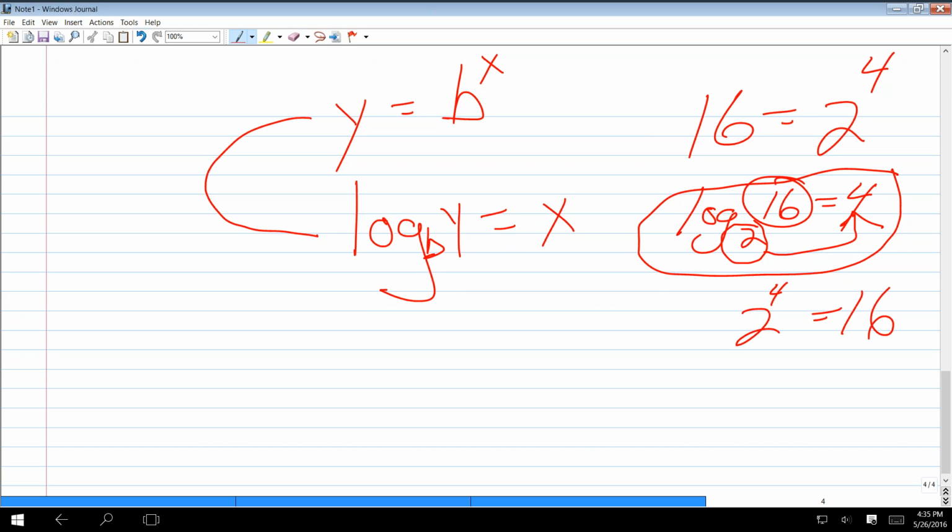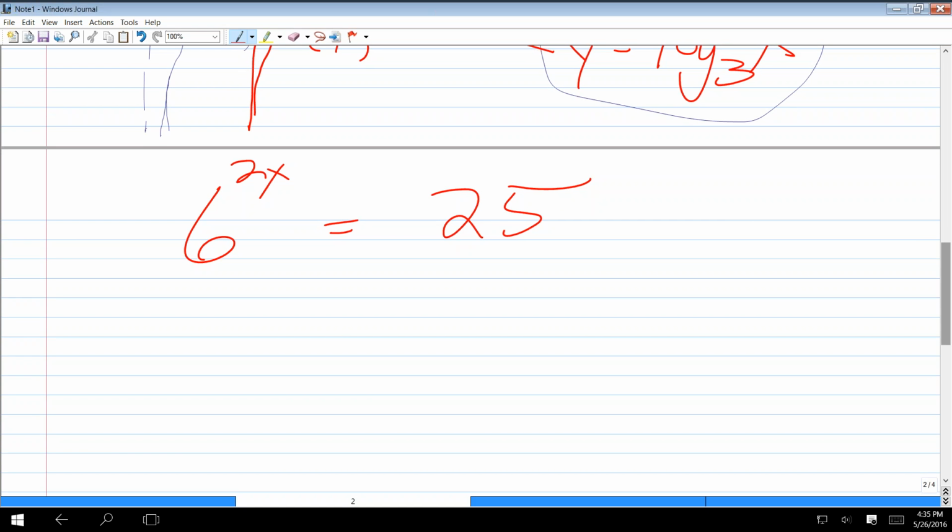And you can just switch those out whenever you want? Well, you have to be able to go back and forth. In other words, you have to be able to take a logarithmic expression and convert it to an exponential and vice versa. Okay.